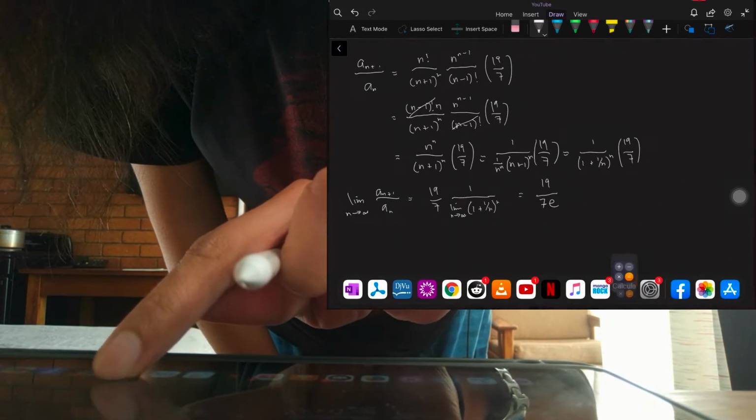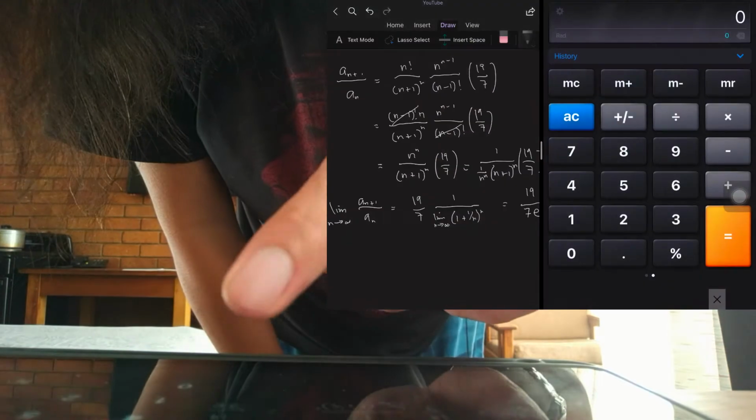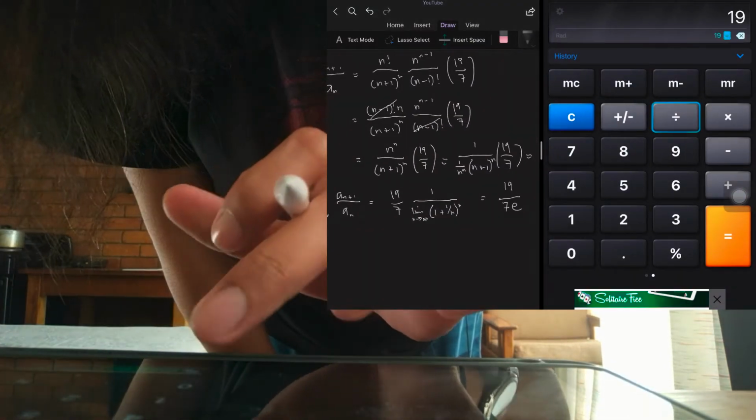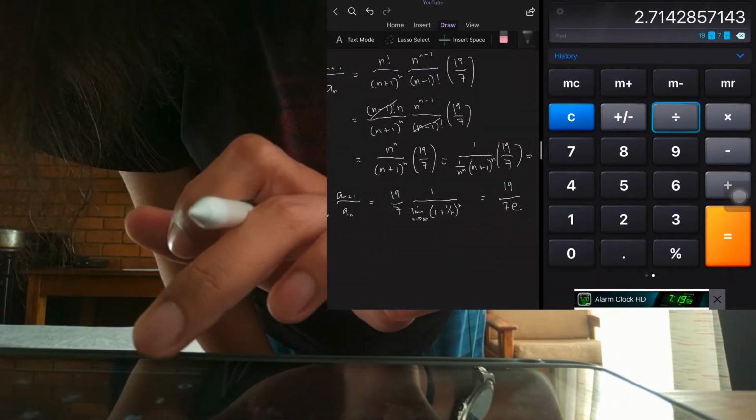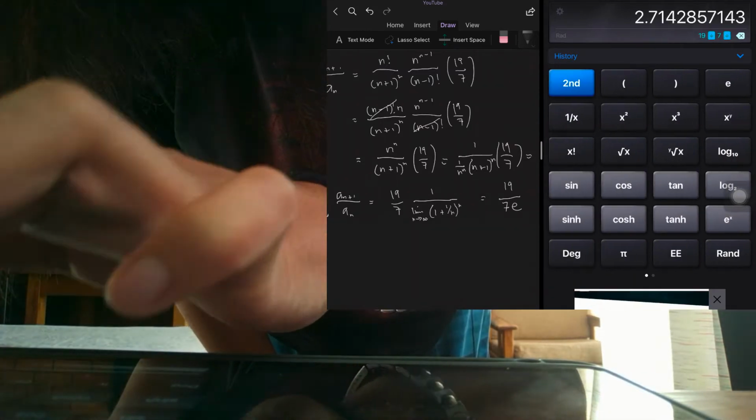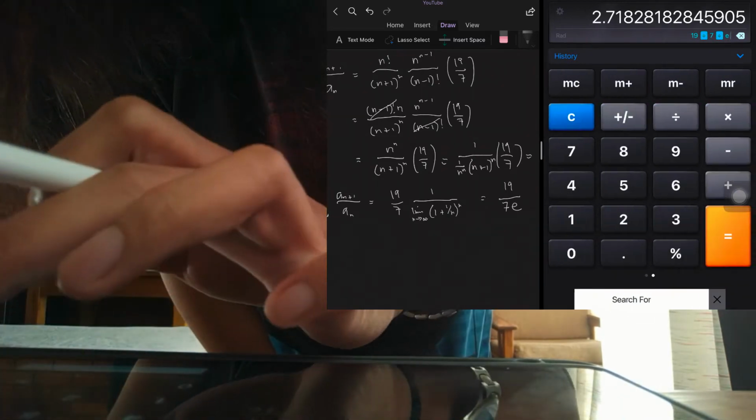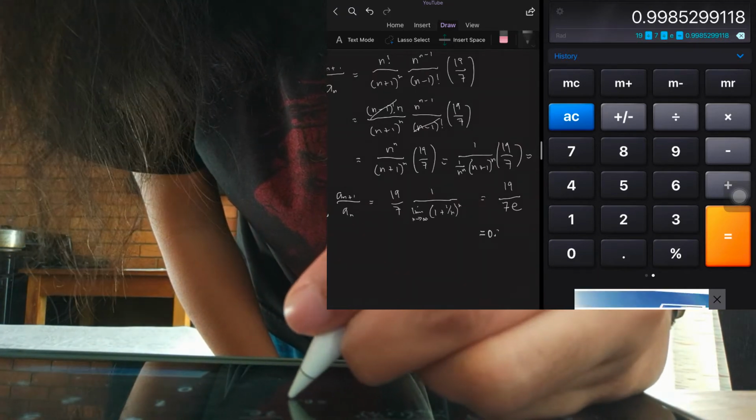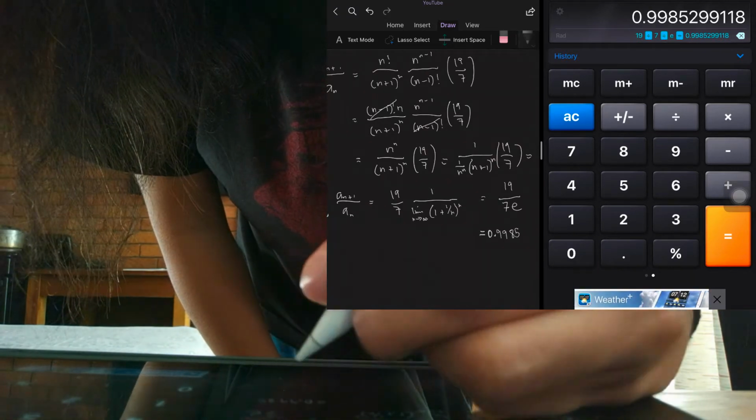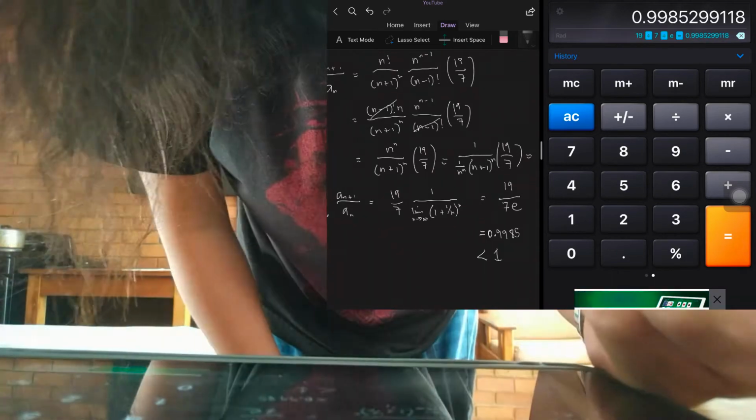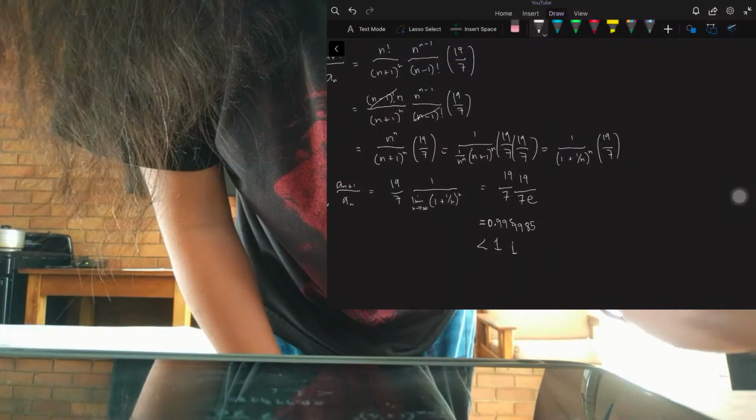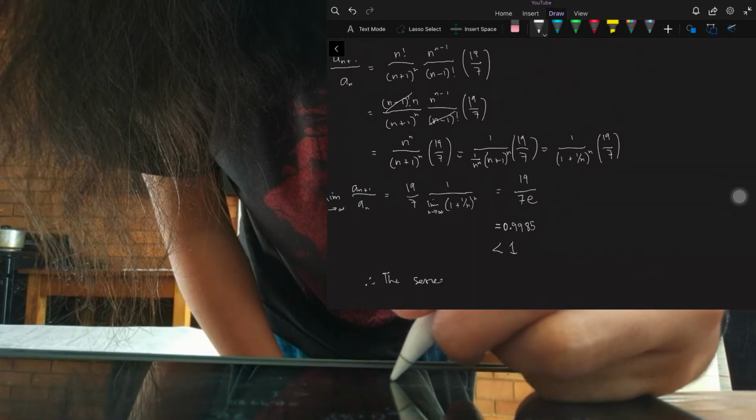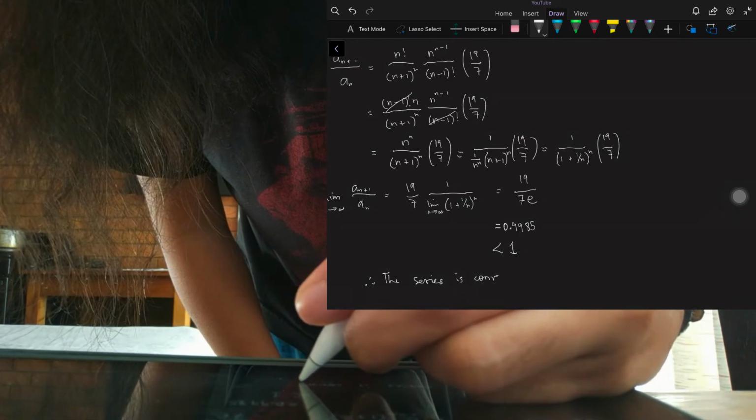Okay, so we have 19 divided by 7 divided by e. Where's e? Here. Equals, so that's just 0.9985, which is of course less than 1. Since it is less than 1, therefore the series is convergent.